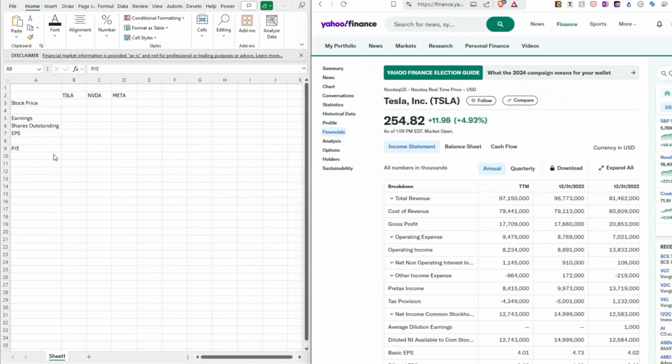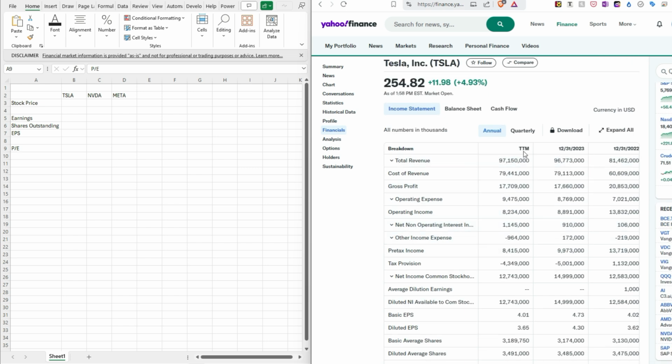So here I've pulled up Tesla's financial data from Yahoo Finance. And when we're looking at the earnings numbers, we always want to look at the trailing 12 months, or TTM. So this will tell us the earnings numbers over the past four quarters. You can enter the earnings numbers manually, but it's a lot easier just to go to a site like Yahoo Finance to pull in the earnings numbers because they've already got the trailing 12-month values in here.